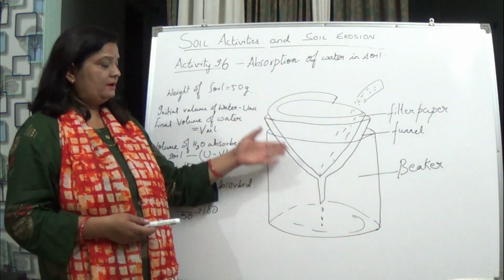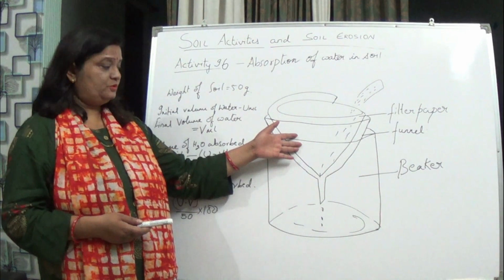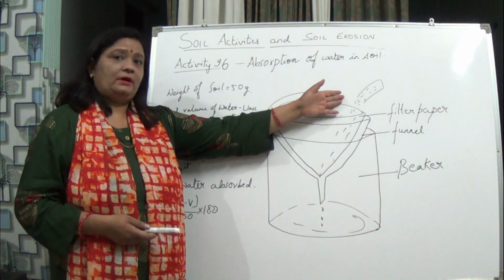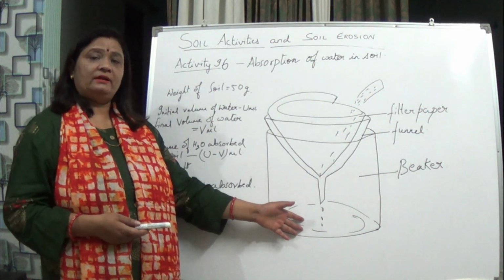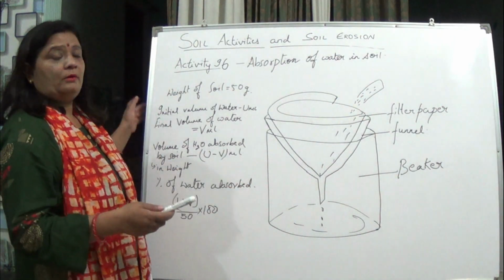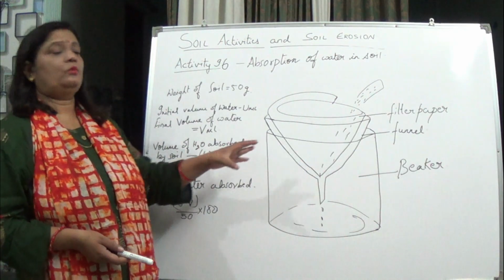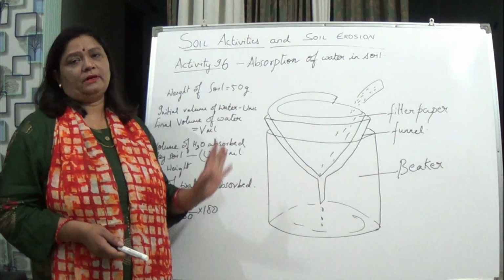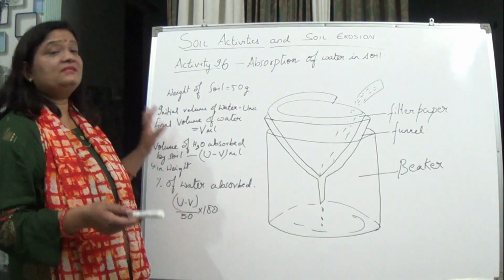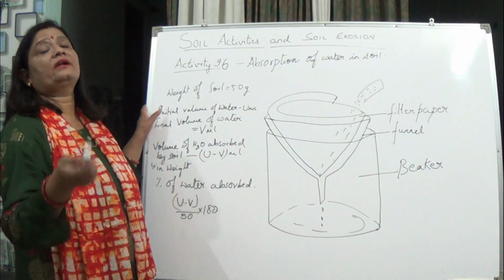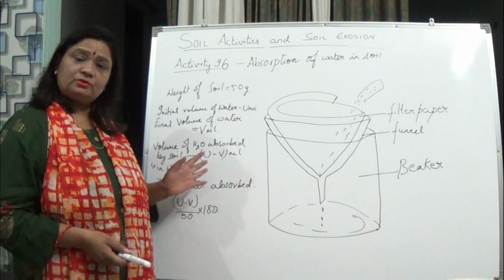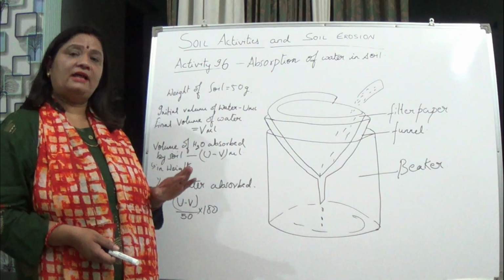And then you will be calculating how much it is being absorbed, that will be initial volume minus final volume. When you are calculating, you will get the amount of water which is absorbed by that particular soil. And that will tell you the difference, how much water can be absorbed by the sandy soil, the clay soil and the loamy soil.